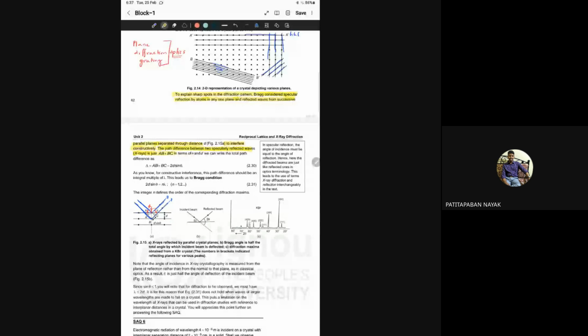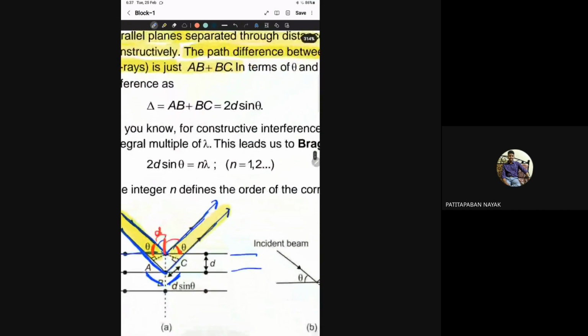So this part up to this normal, it is the same path. It is only this part and this part that is the path difference. So AB plus BC. If you use simple geometry, AB plus BC would be d sin theta. What is d? d is the separation between this plane and this plane. So if this is d, this is theta.